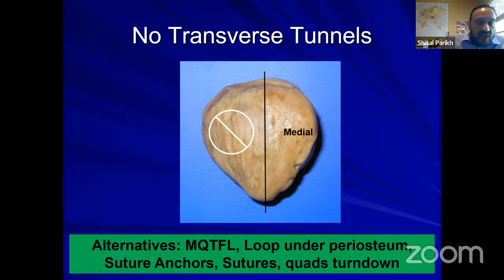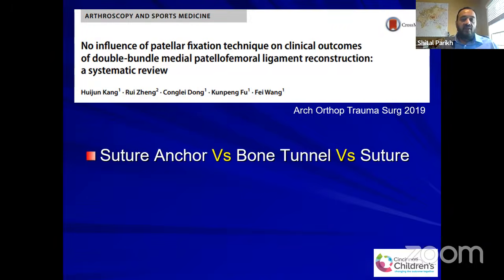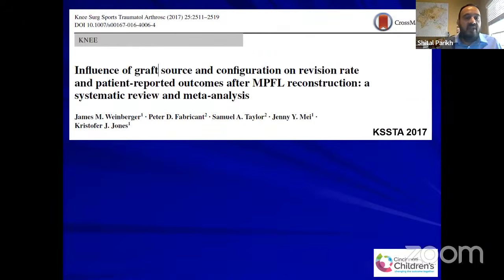A lot of my colleagues use suture anchors, and you can also use suture, or you can do a quad turn down instead of a free graft. When you do a quad turn down, the attachment remains intact on the patella, so it saves you fixation, as well as any issues with hardware. There is no clinical difference when you compare different fixation techniques on the patella. So the study looked at suture anchor versus bone tunnel versus all sutures, and there were no clinically significant differences.